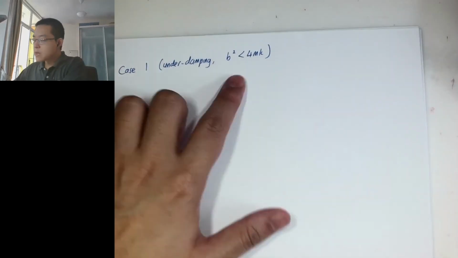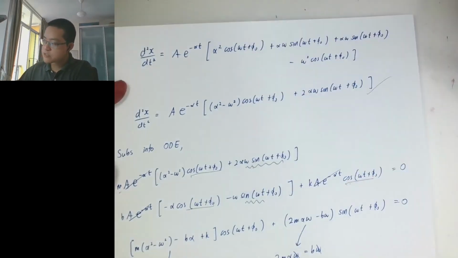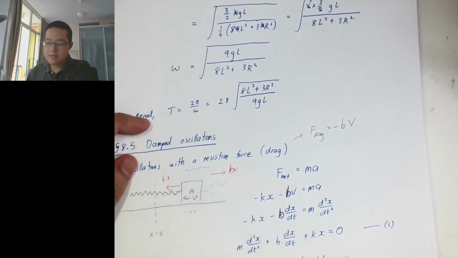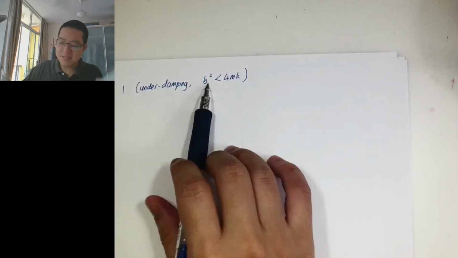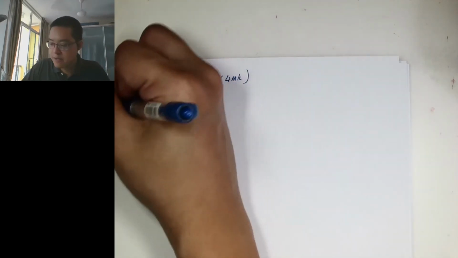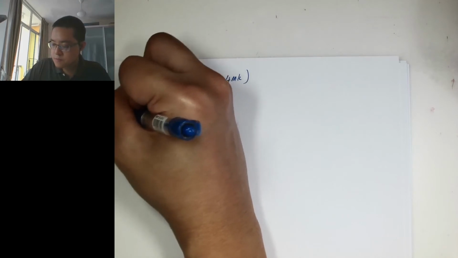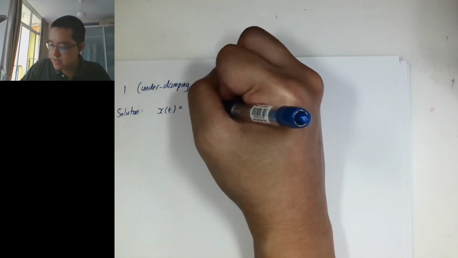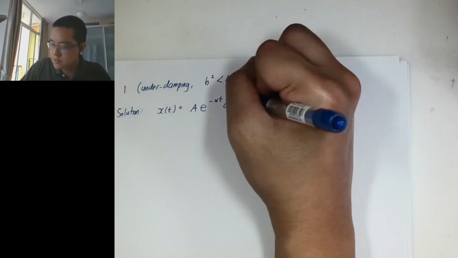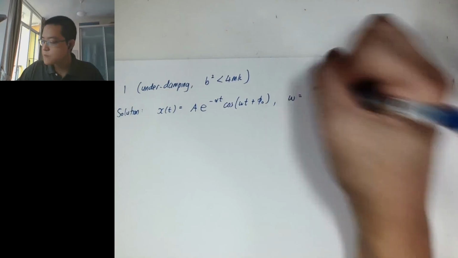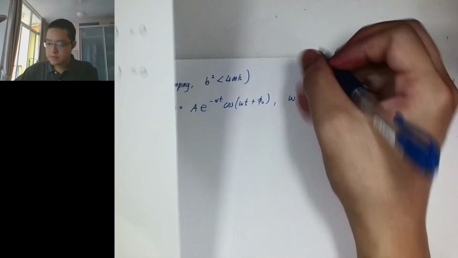Remember what b was? b is related to the drag force. If the drag force is relatively small, it's still a damped oscillation, so it's still quite small. That's what I'm trying to say. Then the general solution that we have found is x of t, the one that we have checked, is A e to the negative alpha t cos omega t plus phi 0. And then the omega we have found is given by this thing.